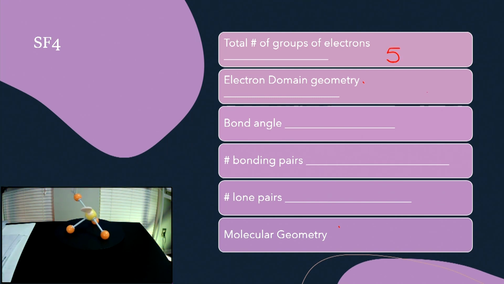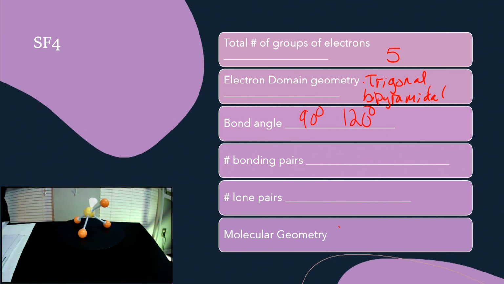The electron domain geometry is trigonal bipyramidal. And the bond angle for this is also going to be 90 and 120 degrees. The bonding pairs are 4. The lone pairs are 1. So again, because we have a lone pair, its molecular geometry is going to be different.